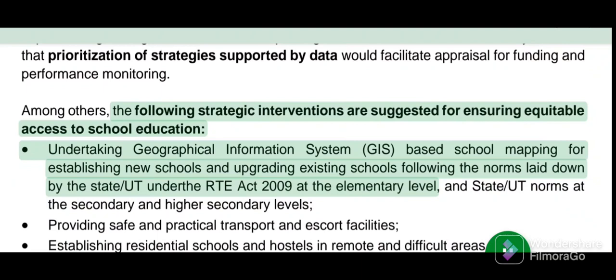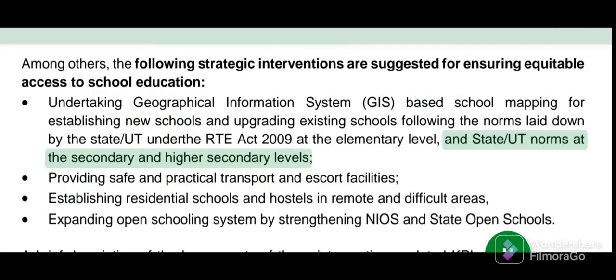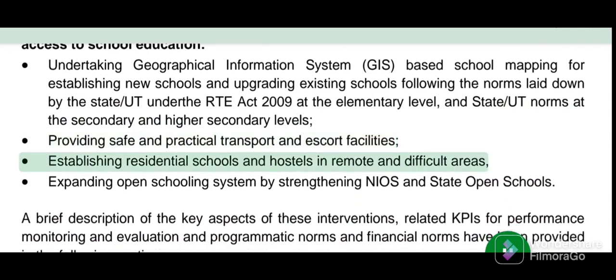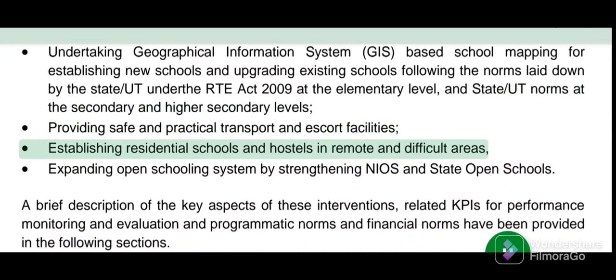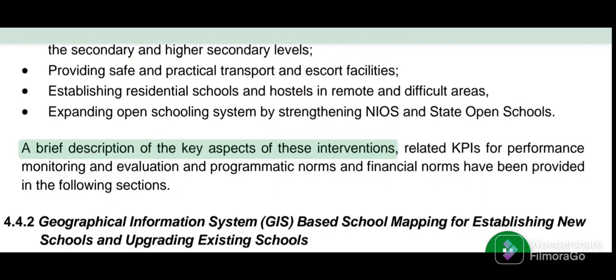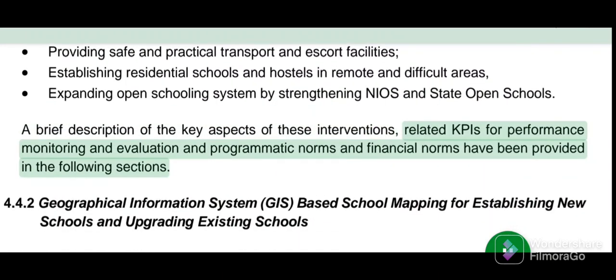Undertaking Geographical Information System, GIS-based school mapping for establishing new schools and upgrading existing schools following the norms laid down by the State UT and the RTE Act 2009 at the elementary level, and State UT norms at the secondary and higher secondary levels. Providing safe and practical transport and escort facilities. Establishing residential schools and hostels in remote and difficult areas, expanding open schooling system by strengthening NIOS and state open schools. A brief description of the key aspects of these interventions, related KPIs for performance monitoring and evaluation, and programmatic norms and financial norms have been provided in the following sections.